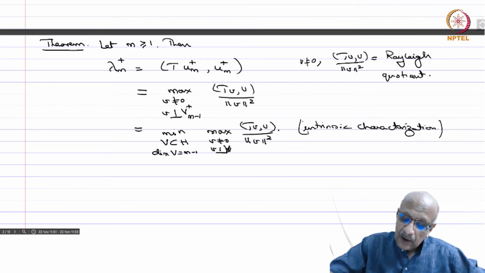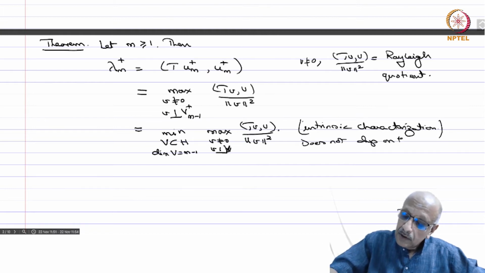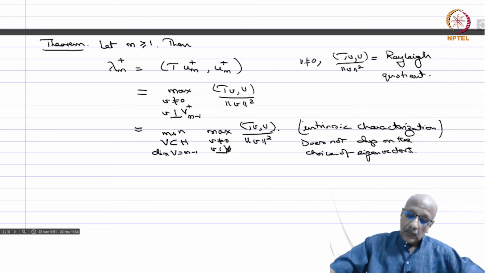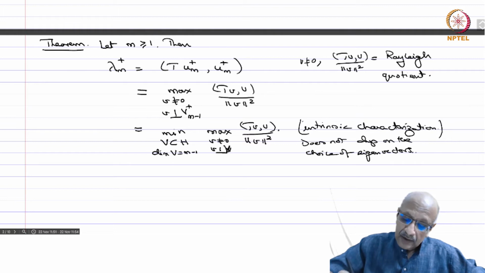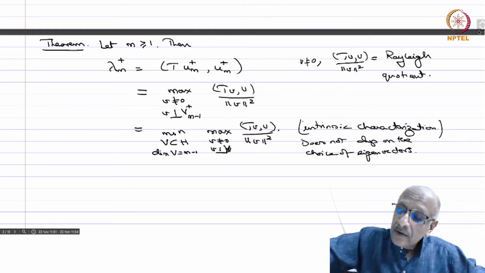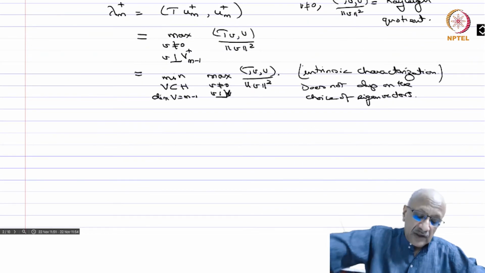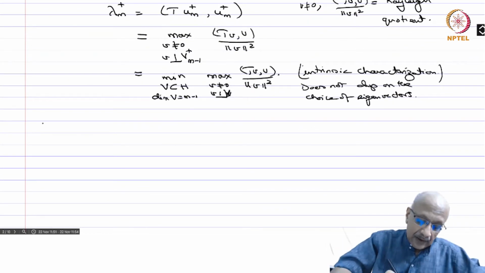It does not depend on the choice of eigenvectors. That is why this is called intrinsic. It is entirely independent of the frame, basis invariant. Okay, so let us try to prove this.